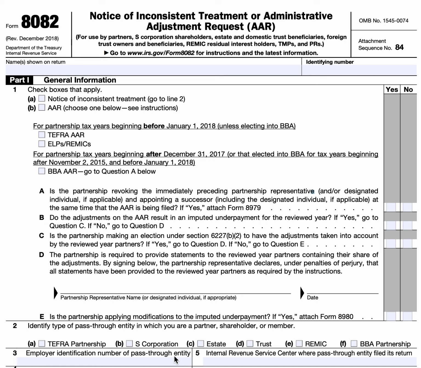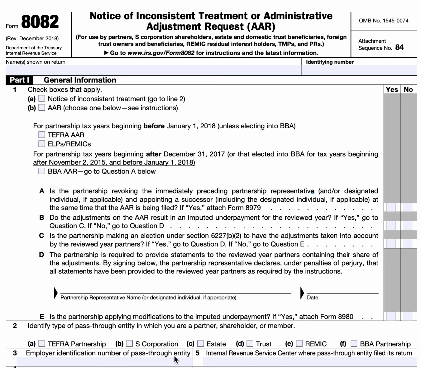Form 8082, Notice of Inconsistent Treatment or Administrative Adjustment Request. This is a tax form that's generally used by investors or partners that are reporting information to the IRS that's different from what their partnership reported to them.